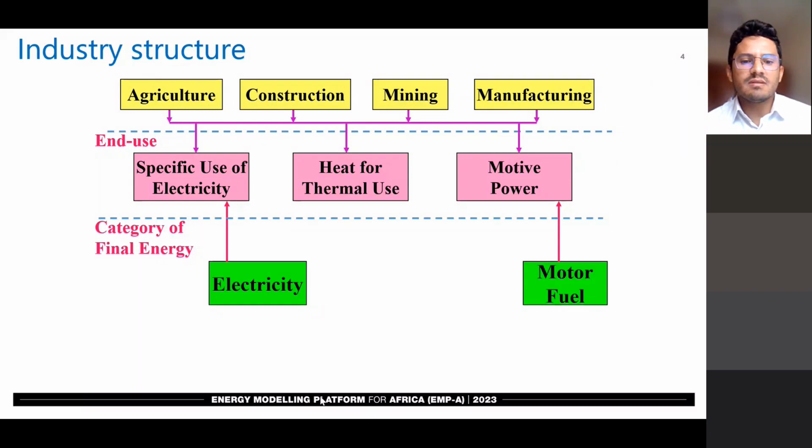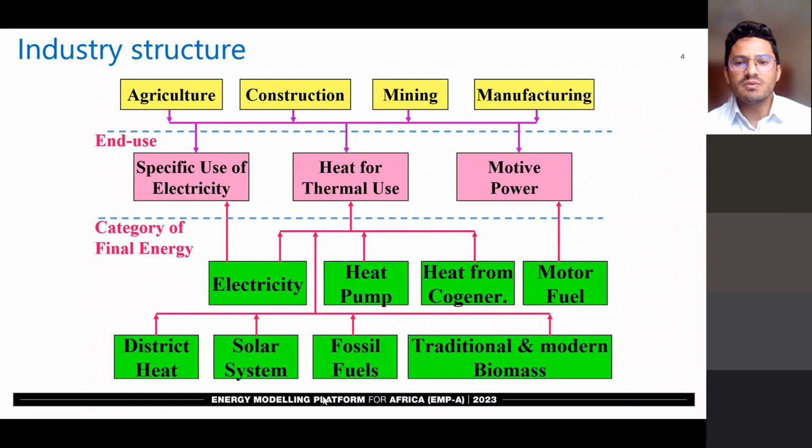But for this third category, heat for thermal use, this category can be satisfied by various categories of energy carriers, including electricity, and they are substitutable. It means that there is competition to satisfy this need of heat for thermal use. We can have electricity, we can have heat from cogeneration, we can have district heat. Also, we can have solar systems or solar thermal.